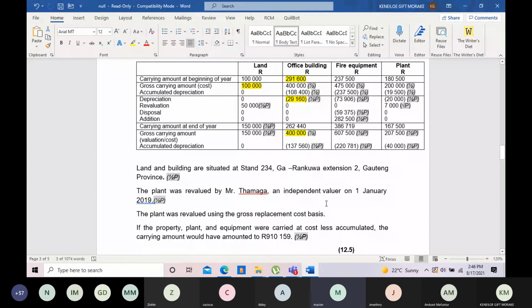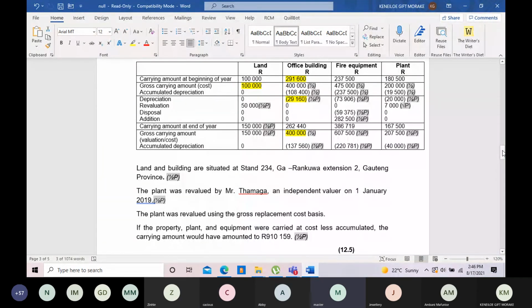Okay, listen to this. This is what I used to do while I was still doing Finance 3. I used to say land and building is situated at 10,234 Karankuwa, blah, blah, blah. There is a mark for that. Then the second sentence is: the plant was revalued by Mr. So and so, an independent valuer. And then I'll go ahead and say this revaluation took place on the 1st of January 2019. I was hoping I'd be doing that. So I'll get 1, 2, 3.